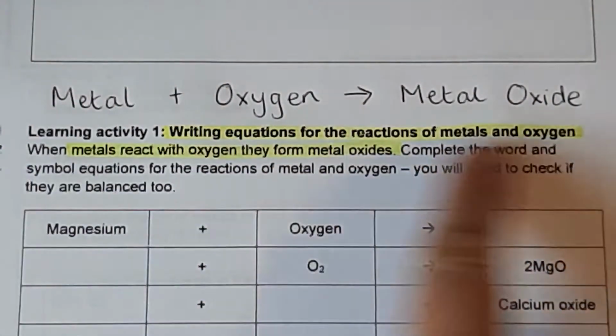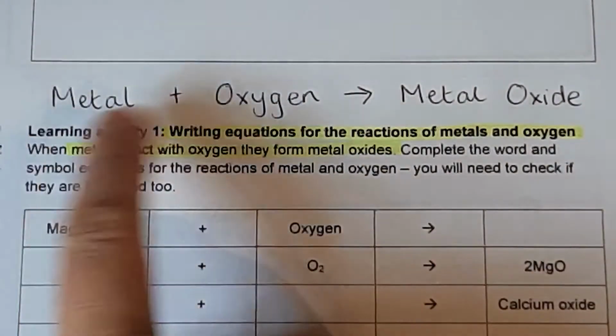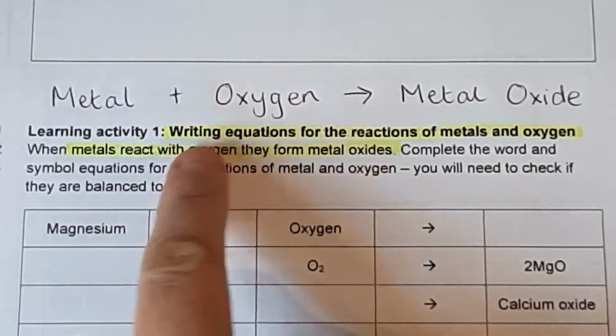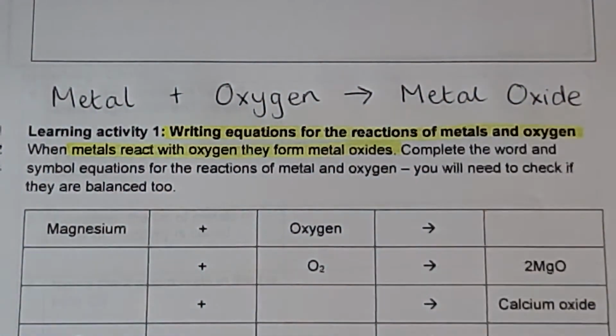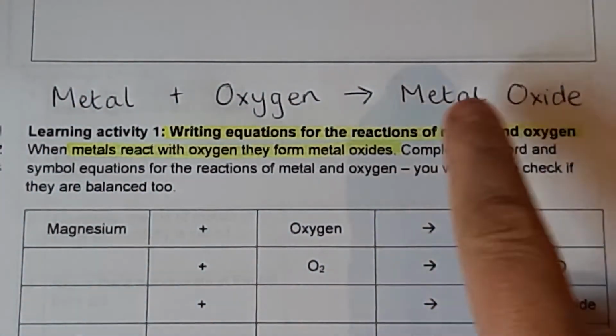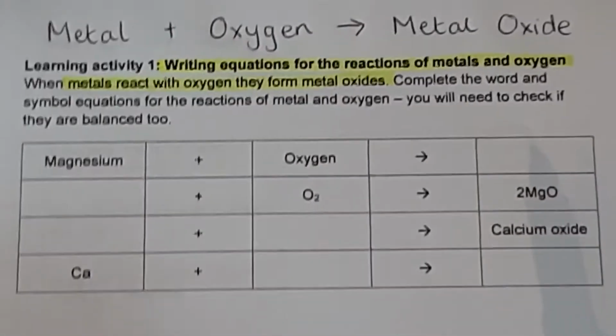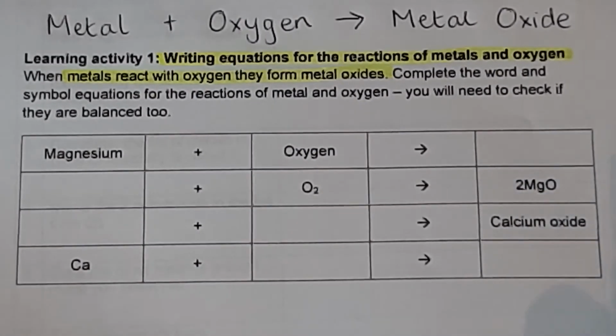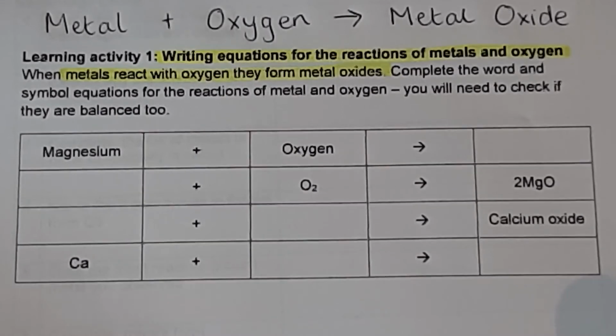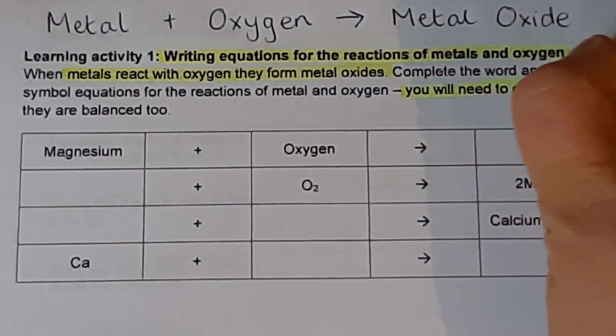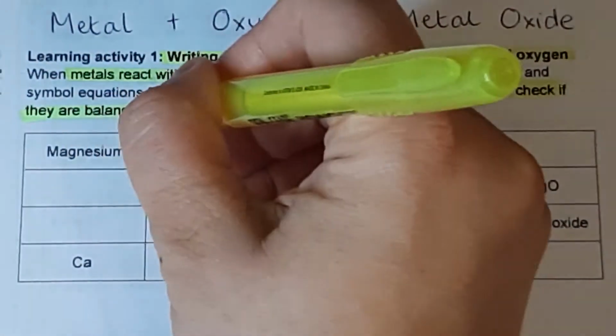So this is the equation. You can substitute any metal for the word metal. So aluminium plus oxygen turns into aluminium oxide. Iron plus oxygen turns into iron oxide. Okay, so this is a really standard way of saying it. So you should be able to use this to help you complete the word and symbol equations for the reactions of metals and oxygen. And, this is very important, you will need to check if they are balanced too.